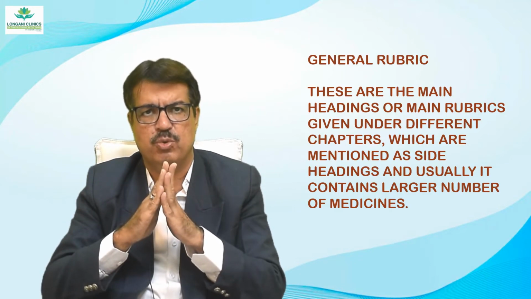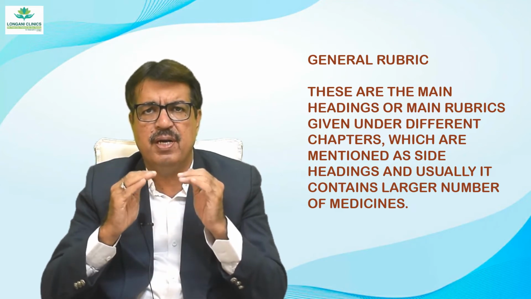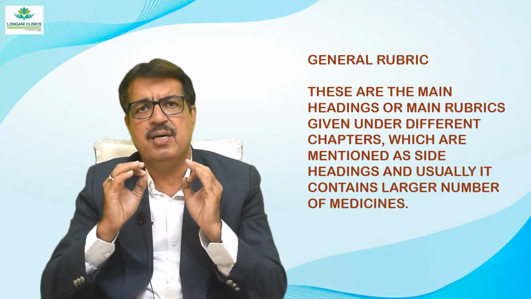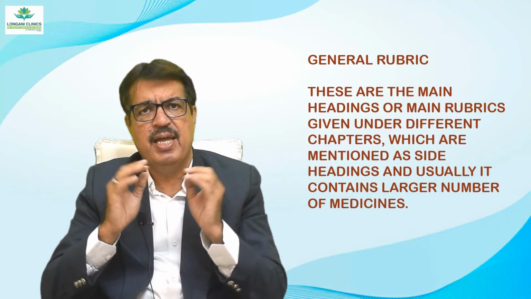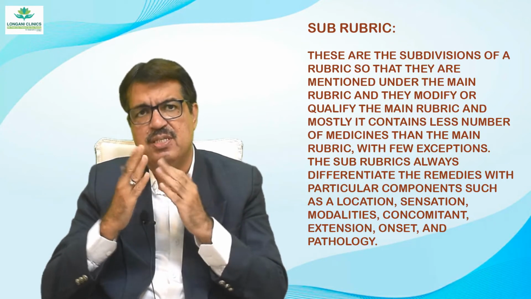First we will see the general rubric. These are the main headings or main rubrics given under different chapters, which are mentioned as side headings, and usually it contains large number of medicines. General rubrics are usually not modified by sub-rubric like site, time, character, extension, etc. Dr. Kent states that while repertorizing, first work out the general rubric followed by particular rubric to avoid missing a simillimum.